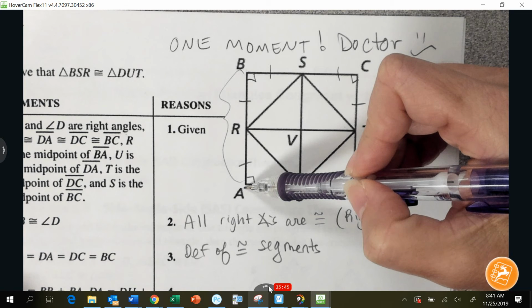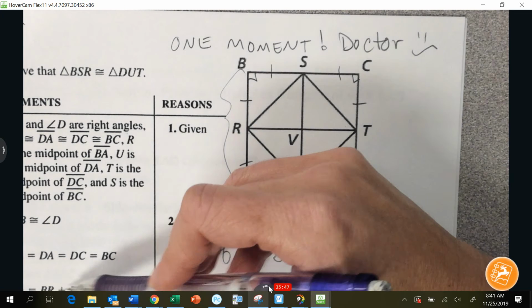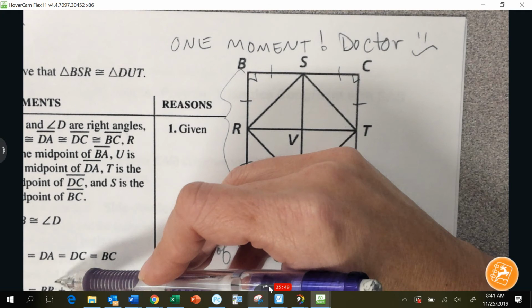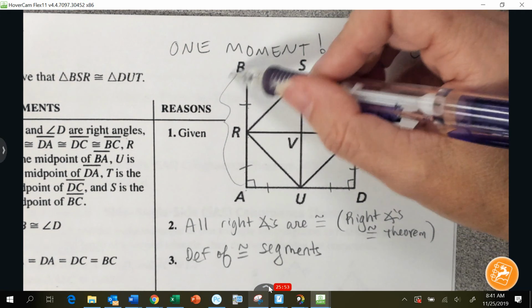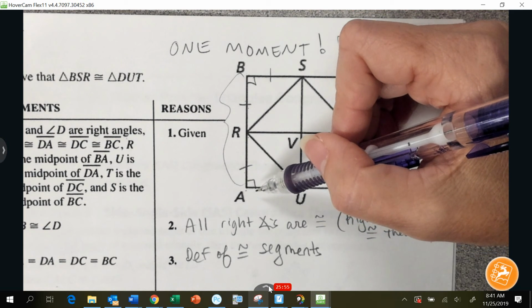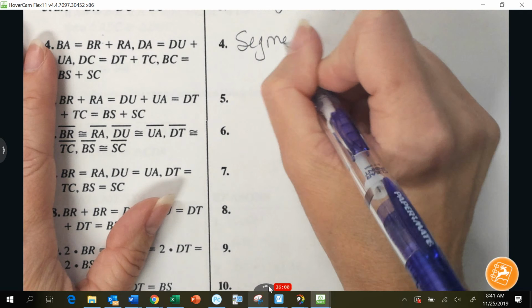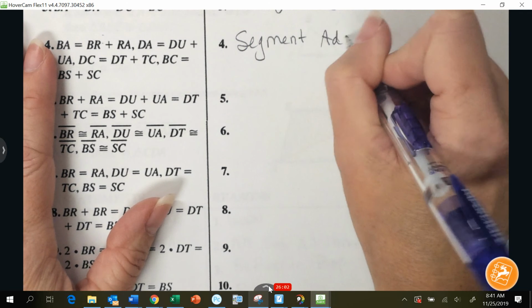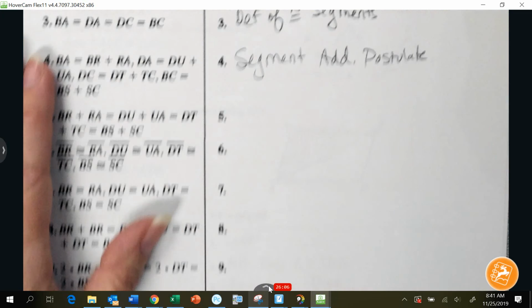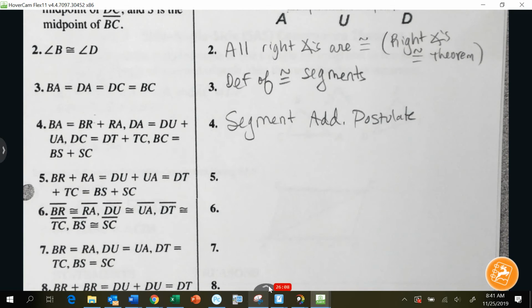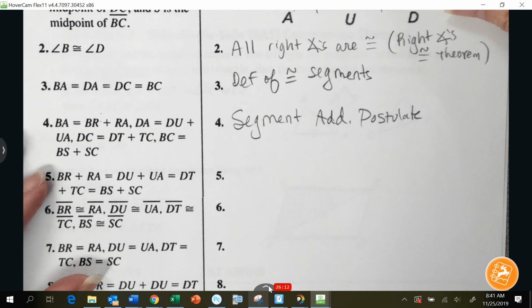Nope. There's nothing here saying that these are congruent. All we're saying is that if I add these two up, I get the big thing. Avneet? Segment addition postulate. So that was like way back when we first learned how to prove any of it. That was like our first thing we were proving or using to prove.